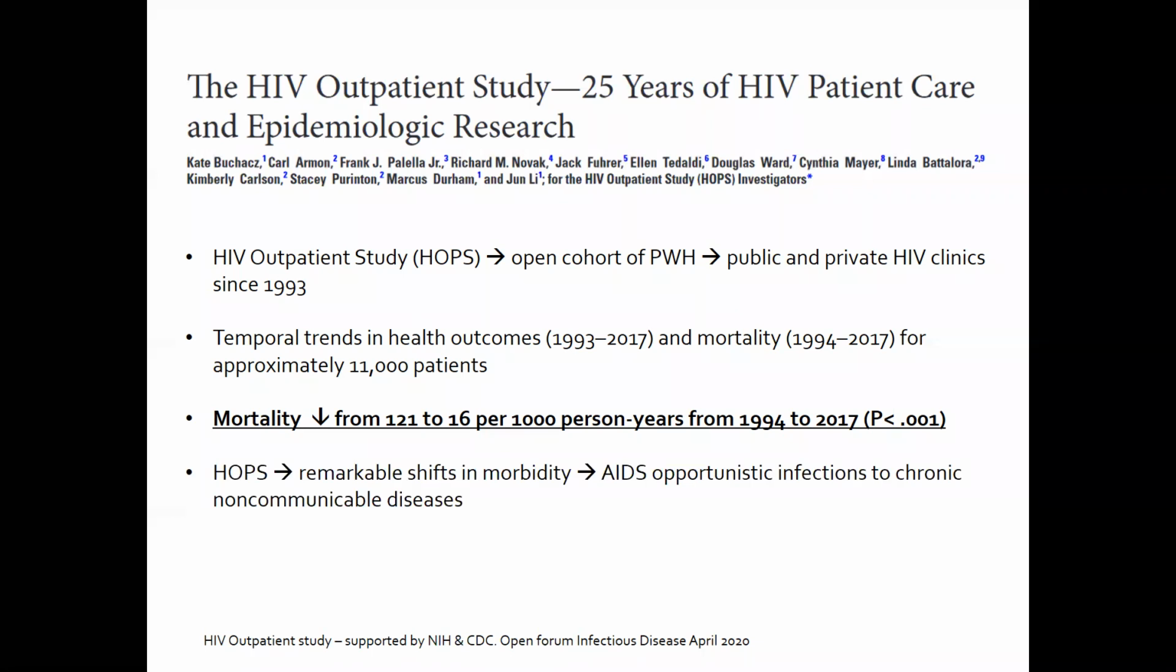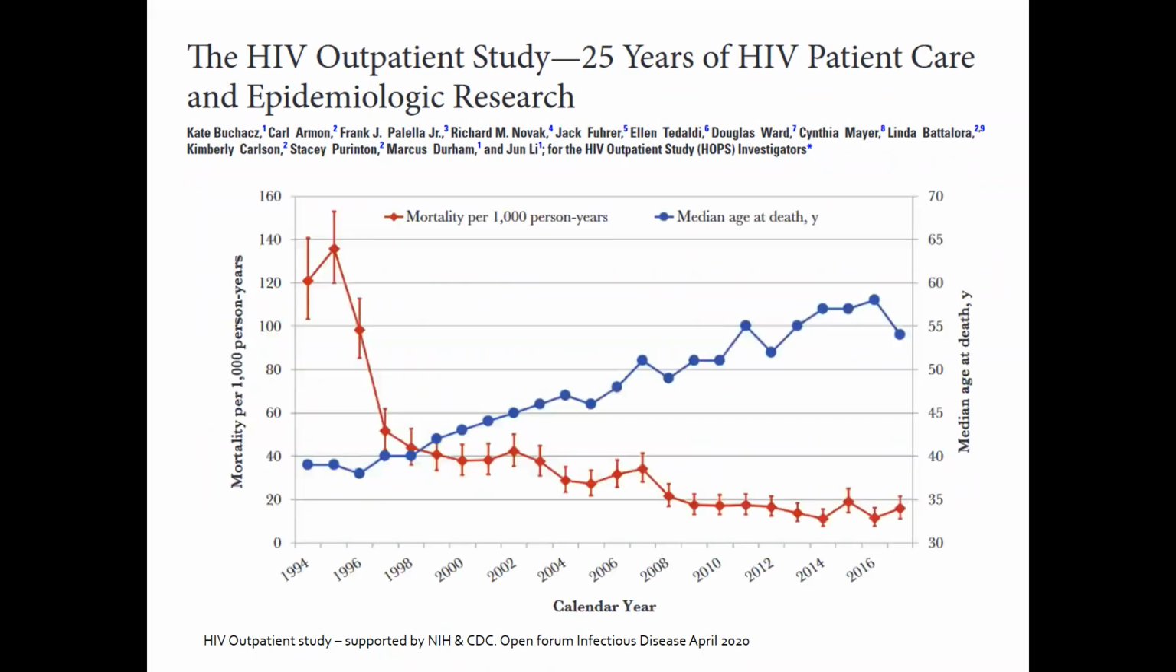We know that the mortality has reduced, but the HOP study also showed us that there have been significant shifts in morbidity in patients with HIV. In the early days, we had more opportunistic infections, and more recently, we're seeing an increase in the incidence of the non-infectious manifestations, mainly obstructive lung disease and malignancies. This is a graph from the HOP study reflecting what I just mentioned in terms of mortality. With the red line, we see that the mortality has decreased since the advent of antiretroviral therapy, and patients are living longer. So the median age of death has increased.